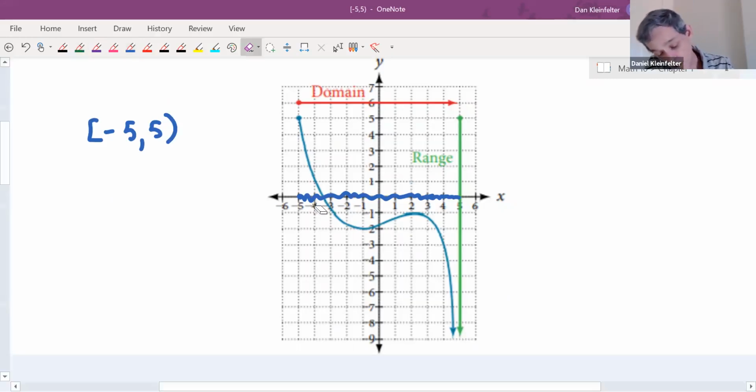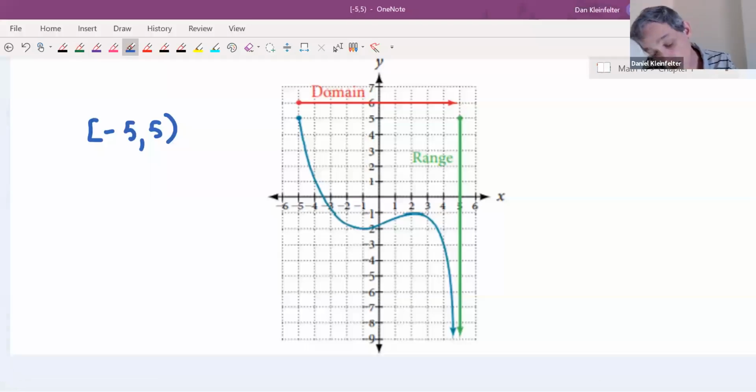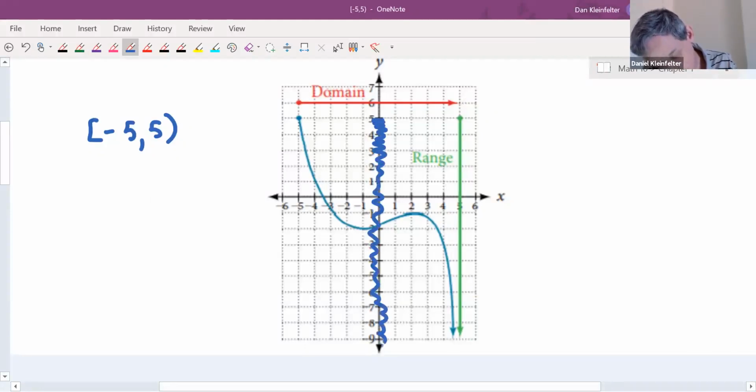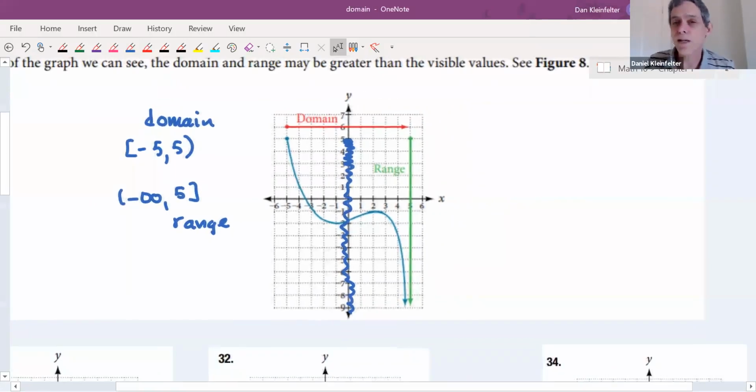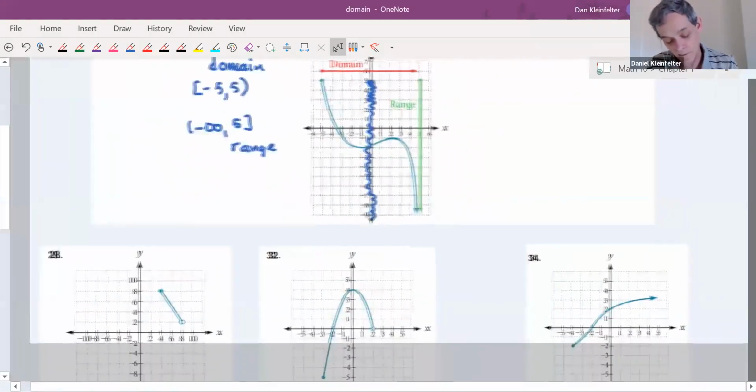For the range, I would think about the y values. What if we smash the whole graph against the y-axis? If we smash the whole graph against the y-axis, what part's going to turn blue? So the y values would be from negative infinity up to and including 5. That would be the range. Remember, always when you're looking for domain, you're looking for inputs. For range, you're looking at outputs.